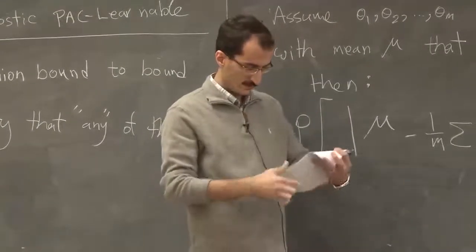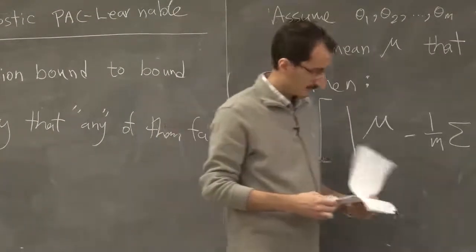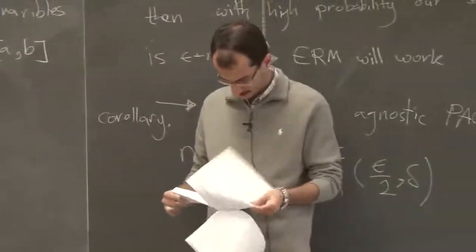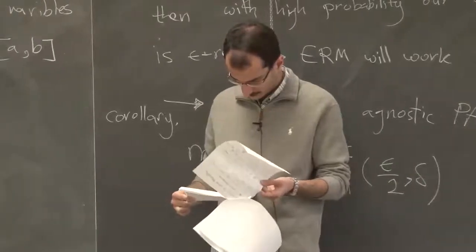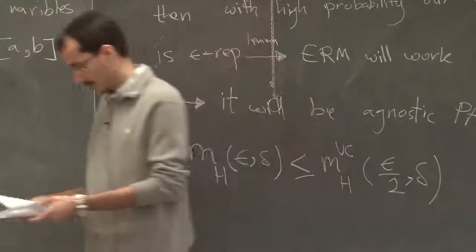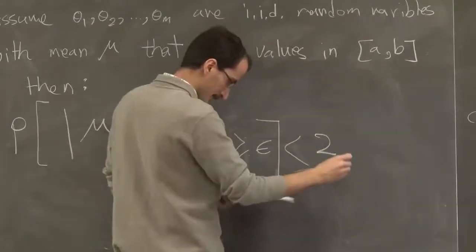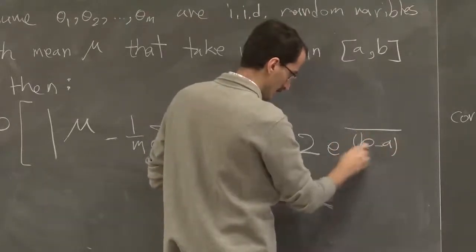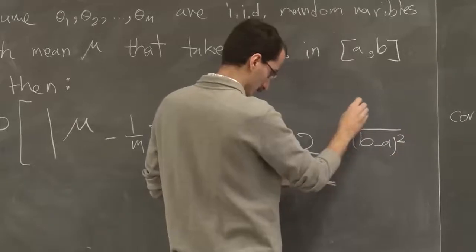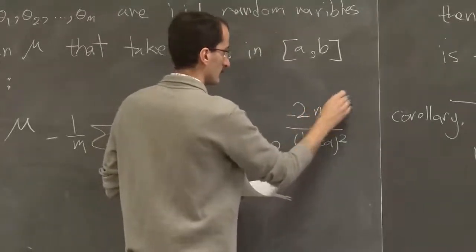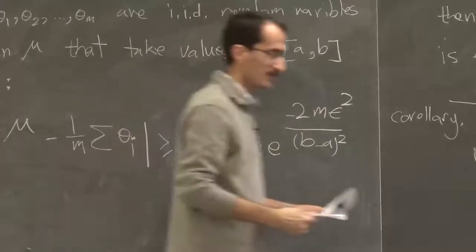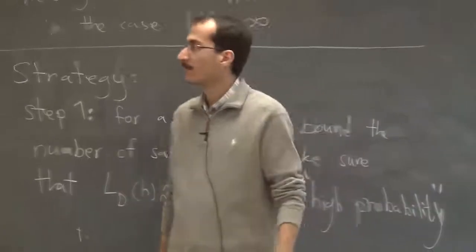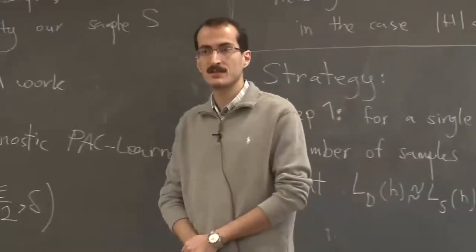So I don't remember the bound here. Yes. So it's 2 e to the minus 2 m epsilon squared over (b minus a) squared. So you will not be required to prove this, I think. But you can use it as a concentration inequality.